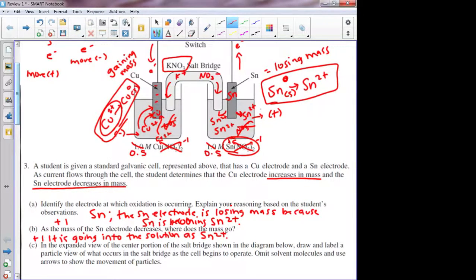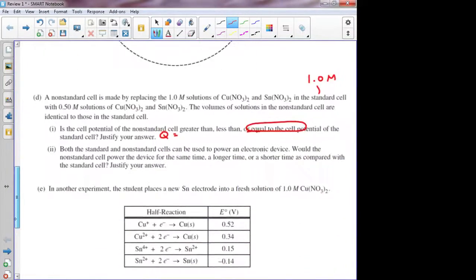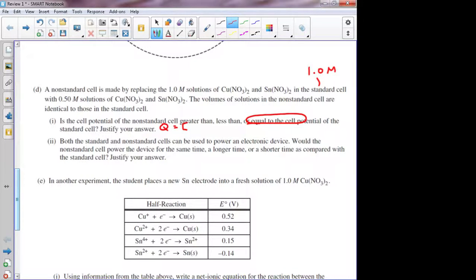Cu2 positive. And my product is Sn2 positive. Do we see that? Yes? Okay. So, if Q is equal to the concentration of products, Sn2 positive, over the concentration of reactants, Cu2 positive, it doesn't matter that I decrease the concentration by half.